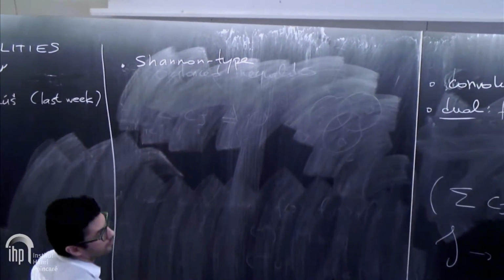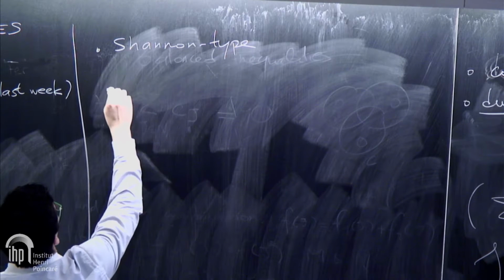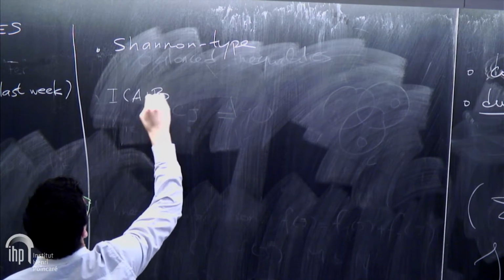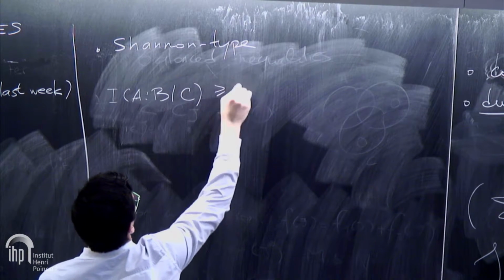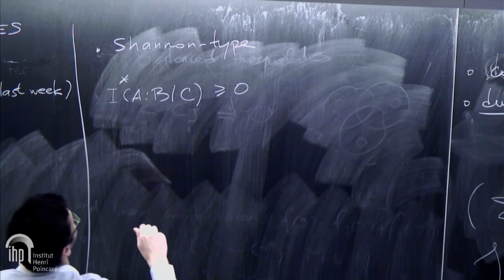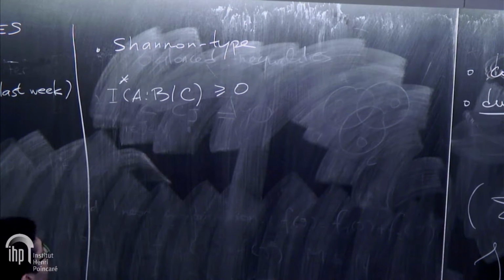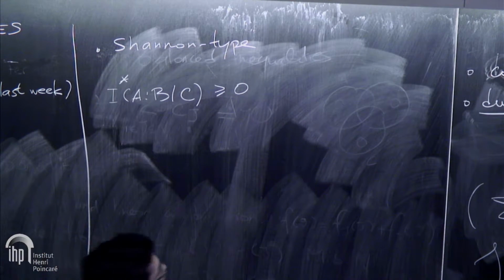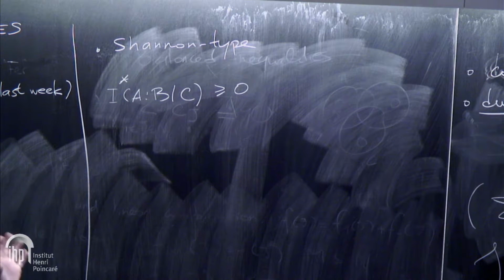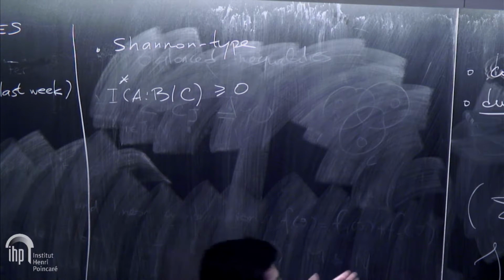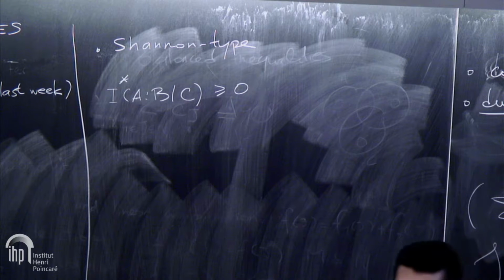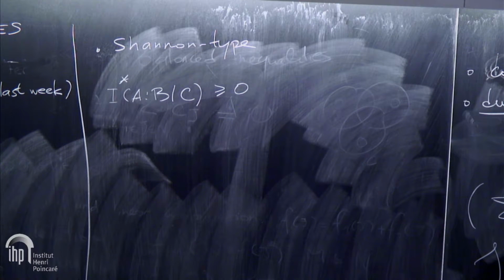Okay. The basic Shannon inequality is that the mutual information between A and B given C is non-negative. Now, if I take the dual of this, will I get an inequality? Before I do anything, I have to say something. When you take the dual, this operator depends on the number of variables in some way.